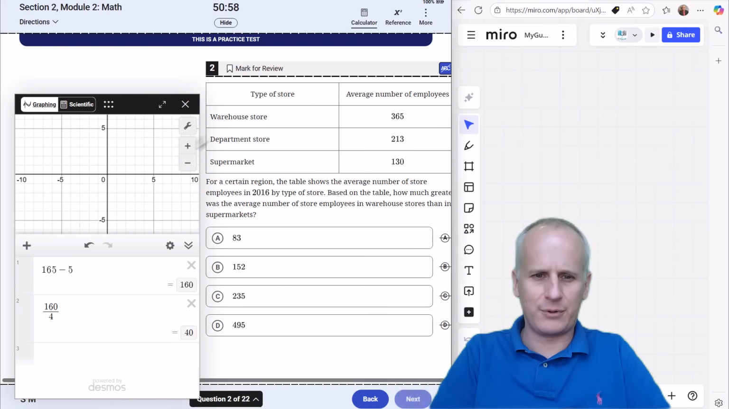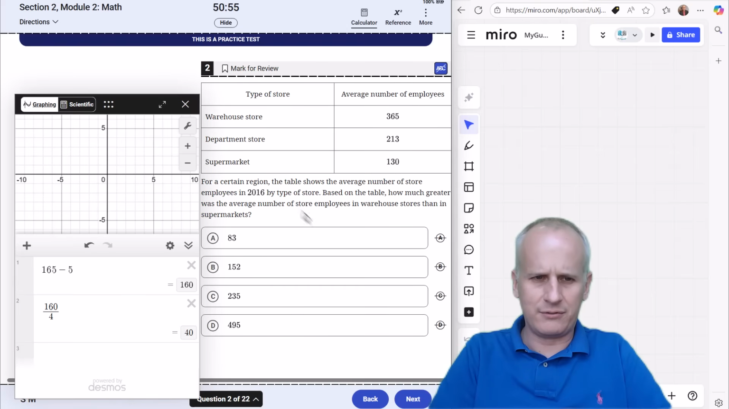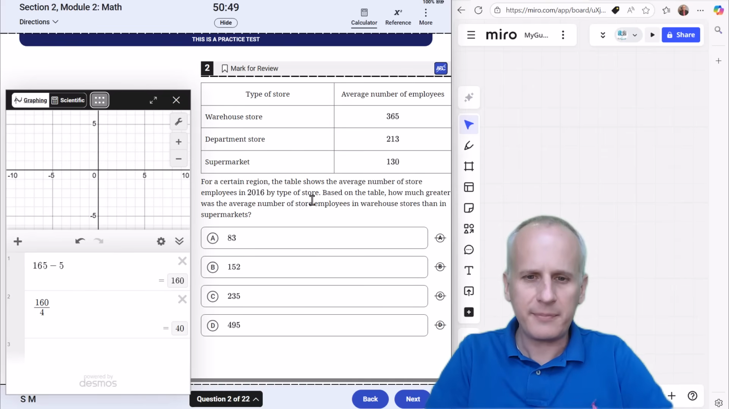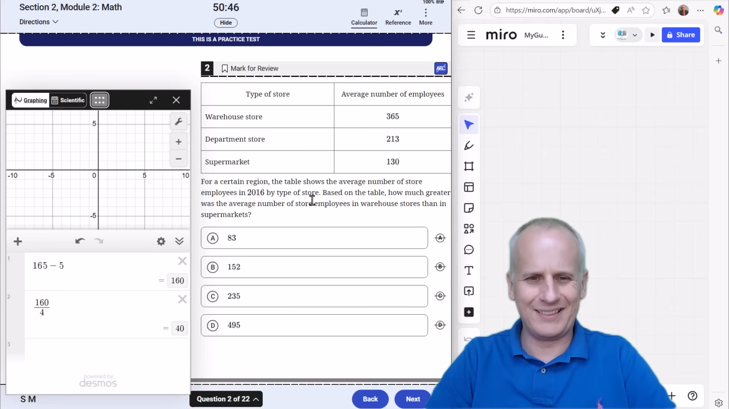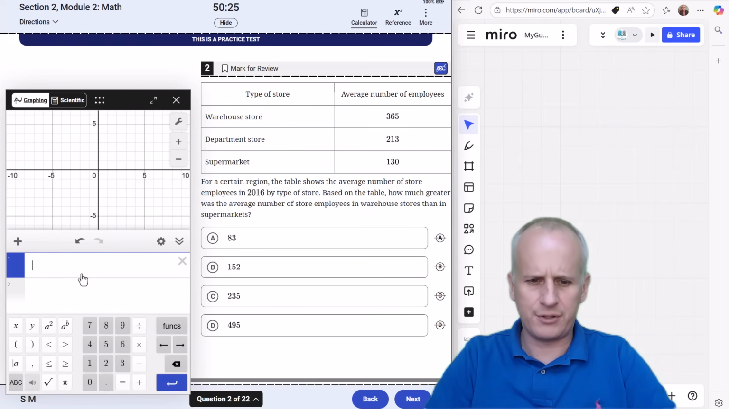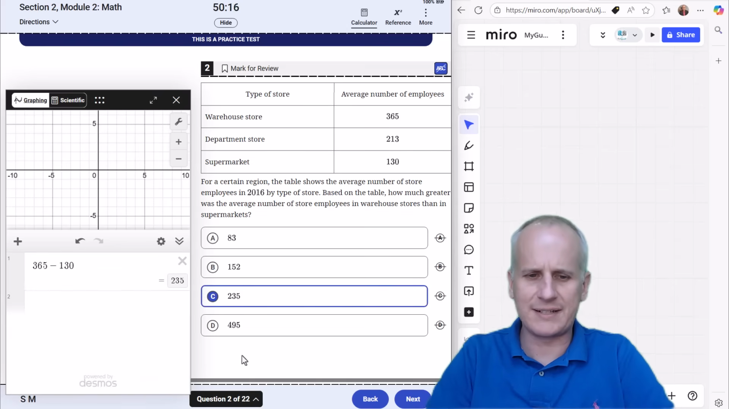So now we'll move on to the next question, and I'm going to just scroll this over a little bit, shoot my calculator over a little bit so that we can see what we need to see. And whenever you have a more involved and lengthier question structure, what you're going to want to do is skip to the end to figure out what we're being asked for first. So this is stating how much greater was the average number of store employees in warehouse stores than in supermarkets. So again, I still have the calculator here, and I just need to know how much greater the average was in warehouse stores. So that's going to be 365 than in supermarkets. So we'll subtract that 130 from the 365, giving us our correct answer of 235.